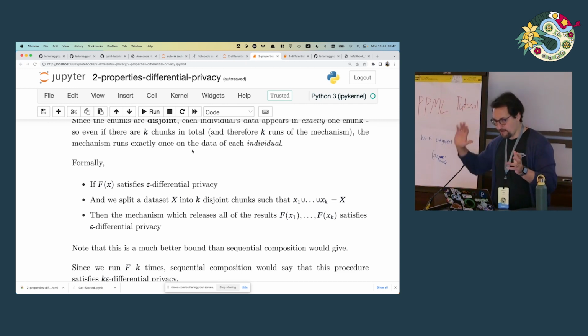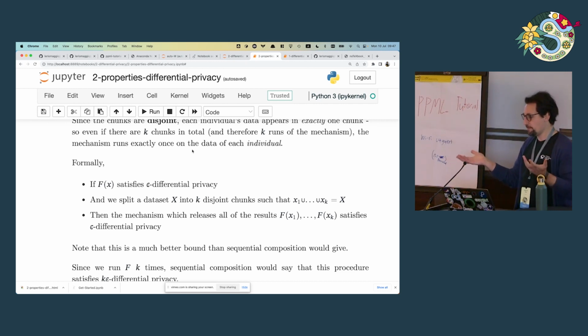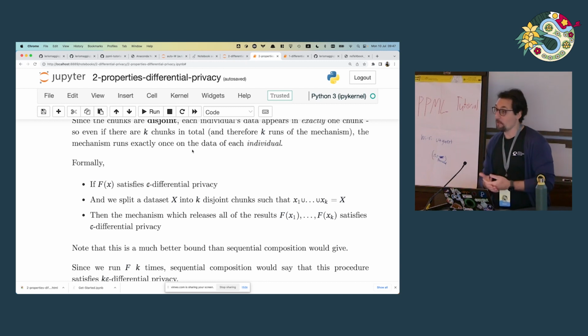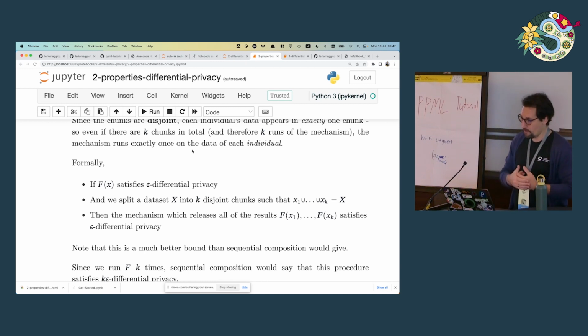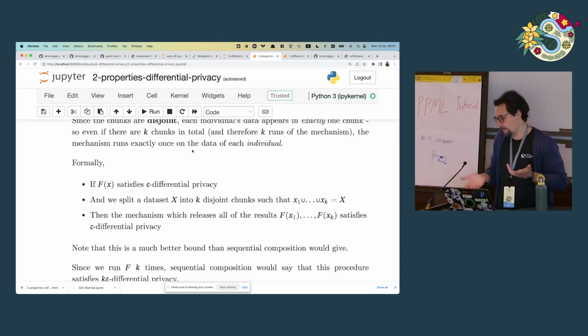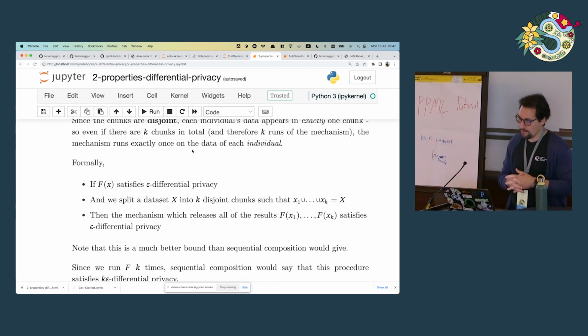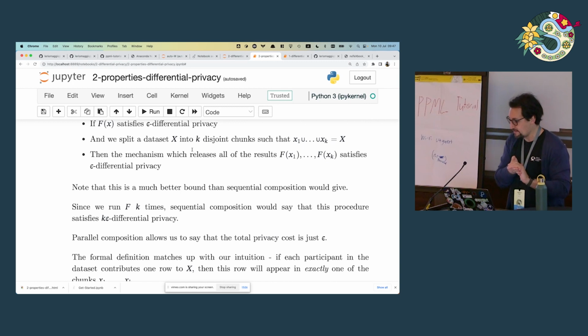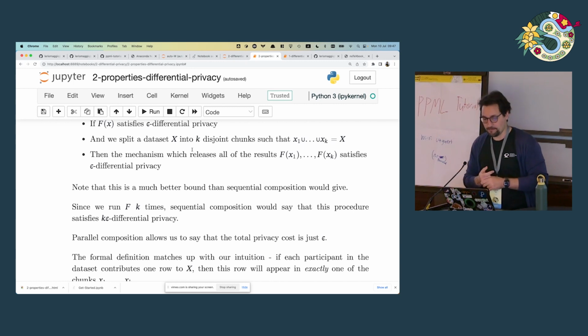The formal definition matches up with our intuition. If each participant is going to contribute only once into the rows of X, and this row will appear exactly one time in every single chunk, this means that F will only see this particular row one time, and so the privacy budget required to work on that particular individual is still going to be epsilon.